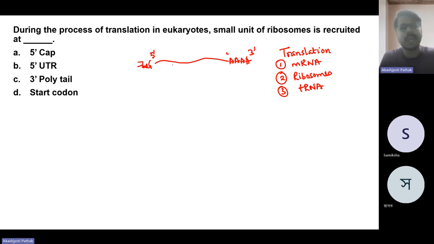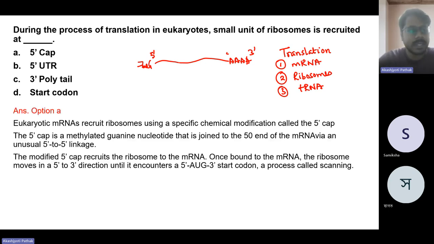The start codon codes for the first amino acid. The codon which codes for the first amino acid is called the start codon, right? Or will it be recruited at the 3' poly-A tail? So the answer is option A. Eukaryotic mRNAs recruit ribosomes using a specific chemical modification, the 5' cap. As we had seen in the last lecture, this 5' cap is a methylated guanine nucleotide that is joined to the 5' end of the mRNA via an unusual 5' linkage. This modified 5' cap recruits the ribosome to the mRNA.